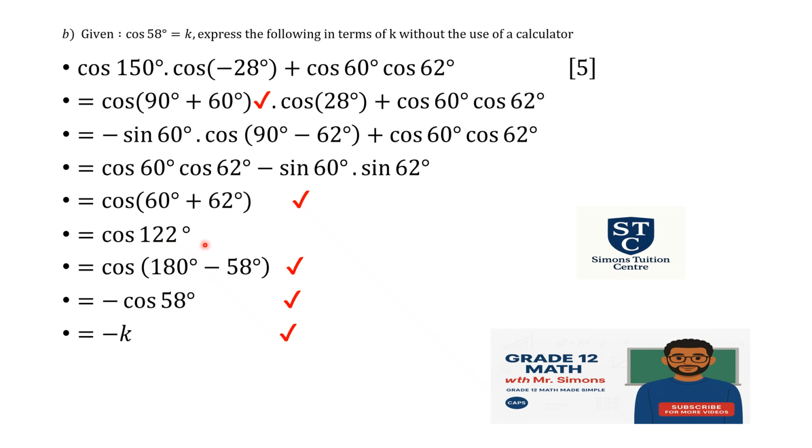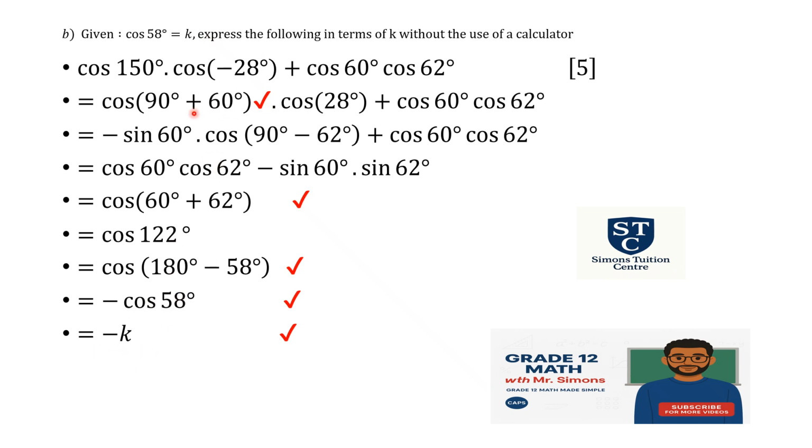Right, and 122 is the same as saying 180 minus the 58. So now I'm introducing the 58 degrees that was given to me. 180 minus falls in the second quadrant, and in the second quadrant, cos is negative. So that becomes negative cos 58. So if cos 58 is k, then negative cos 58 equal negative k.